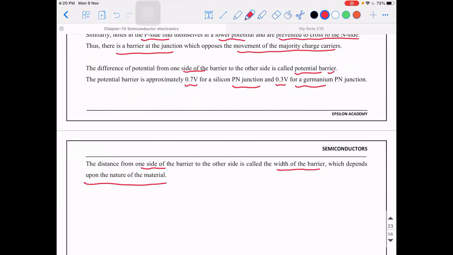So these are all the basic steps of how a PN junction is actually formed. It is formed due to the process of diffusion. Clear? Yes, sir.